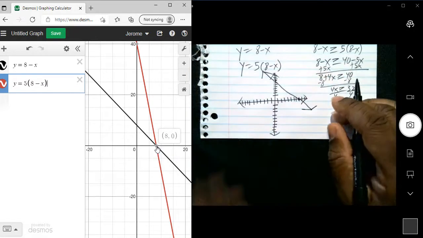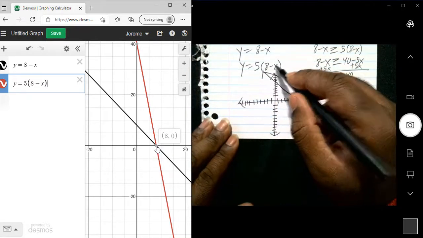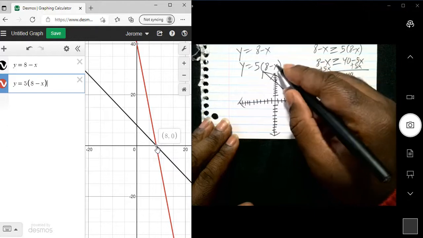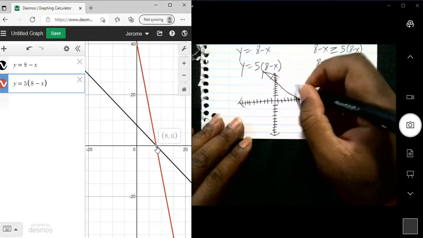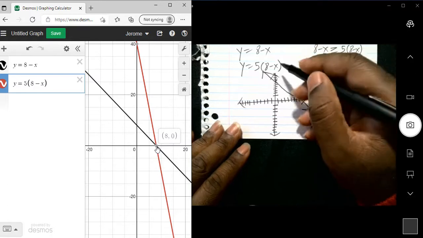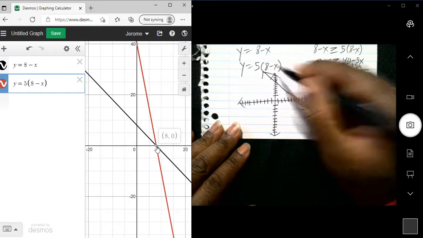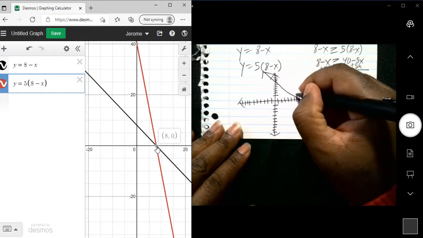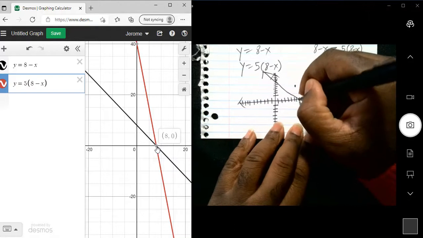All right, that'll be one graph. And then down here, we could just basically do the same thing. If we put in 8 for x, then it will be 0, 8, 0. And then let's just do 7 for x. So then that'll be 7, 5. 1, 2, 3, 4, 5. Then we can graph this.